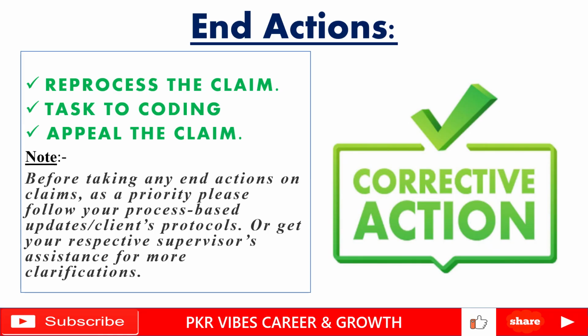And the second point is you can task to coding. For example, the claim is denied, PR95 denied. As per the insurance representative, the denied reason was the procedure was not valid or not correct, or wrong. The procedure was wrong. At that time, as an AR representative, you should task this claim for coding assistance, coding review.